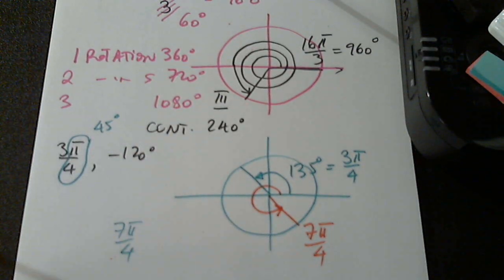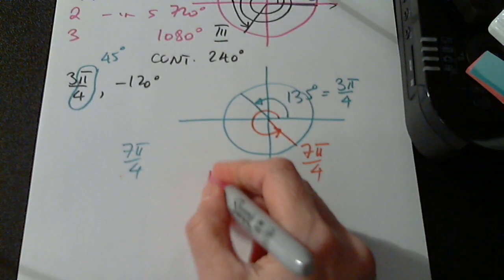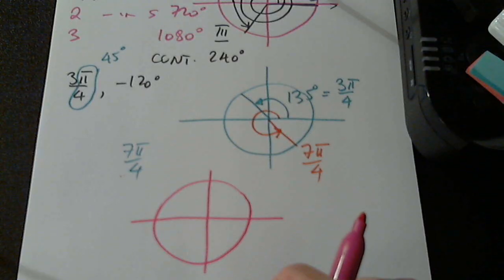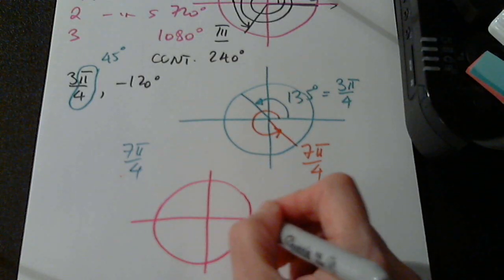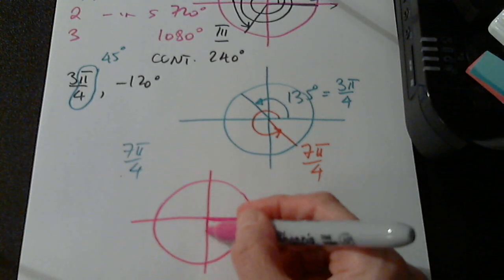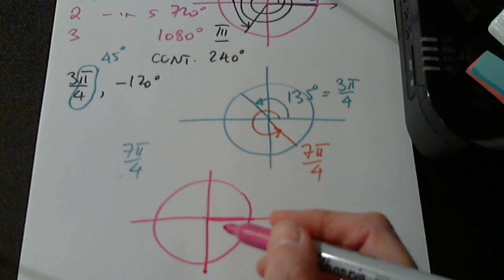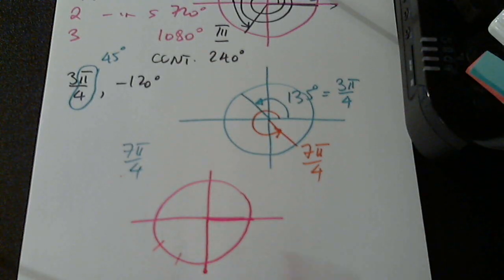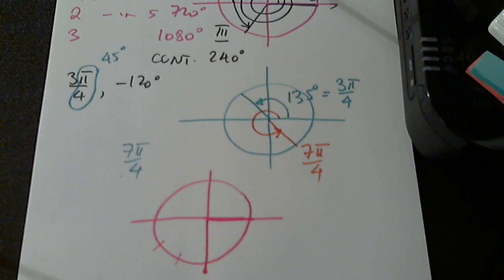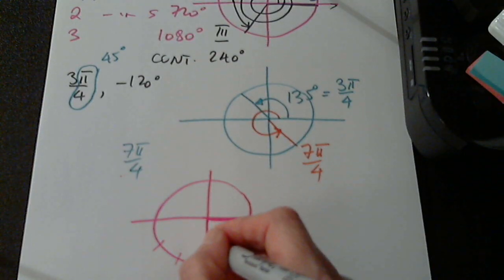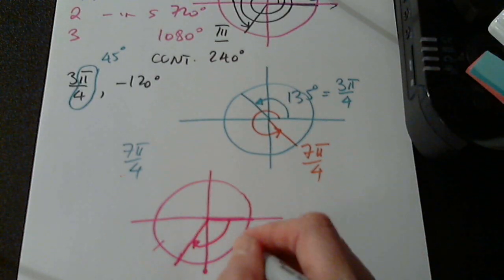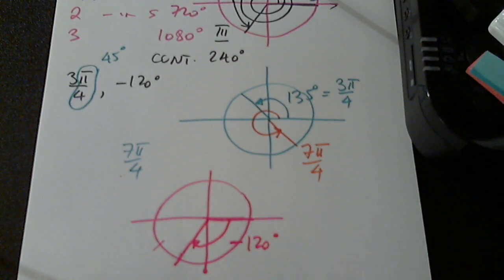Let's look at a negative angle this time. Negative 120. Okay. We start here. We have to go this way now. So this is 90. I need 30 more. 30, 30, 30, 30. There are 3 of 30 in each quadrant. So this is 90 plus 30 more. This is it. This is negative 120 degrees.